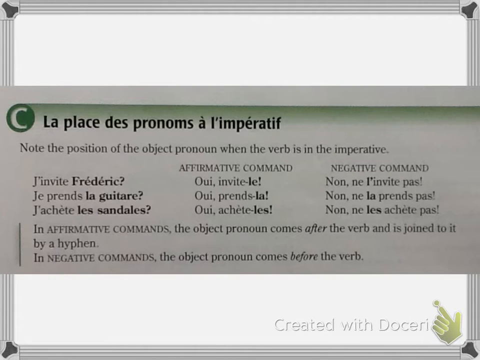So today it was about reviewing in part C. La place des pronoms à l'impératif. Note the position of the object pronoun when the verb is in the imperative. J'invite Frédéric. Oui, invite-le. No, ne l'invite pas. Je prends la guitare. Oui, prends-la. No, ne la prends pas. J'achète les sandales. Oui, achète-les. No, ne les achète pas.